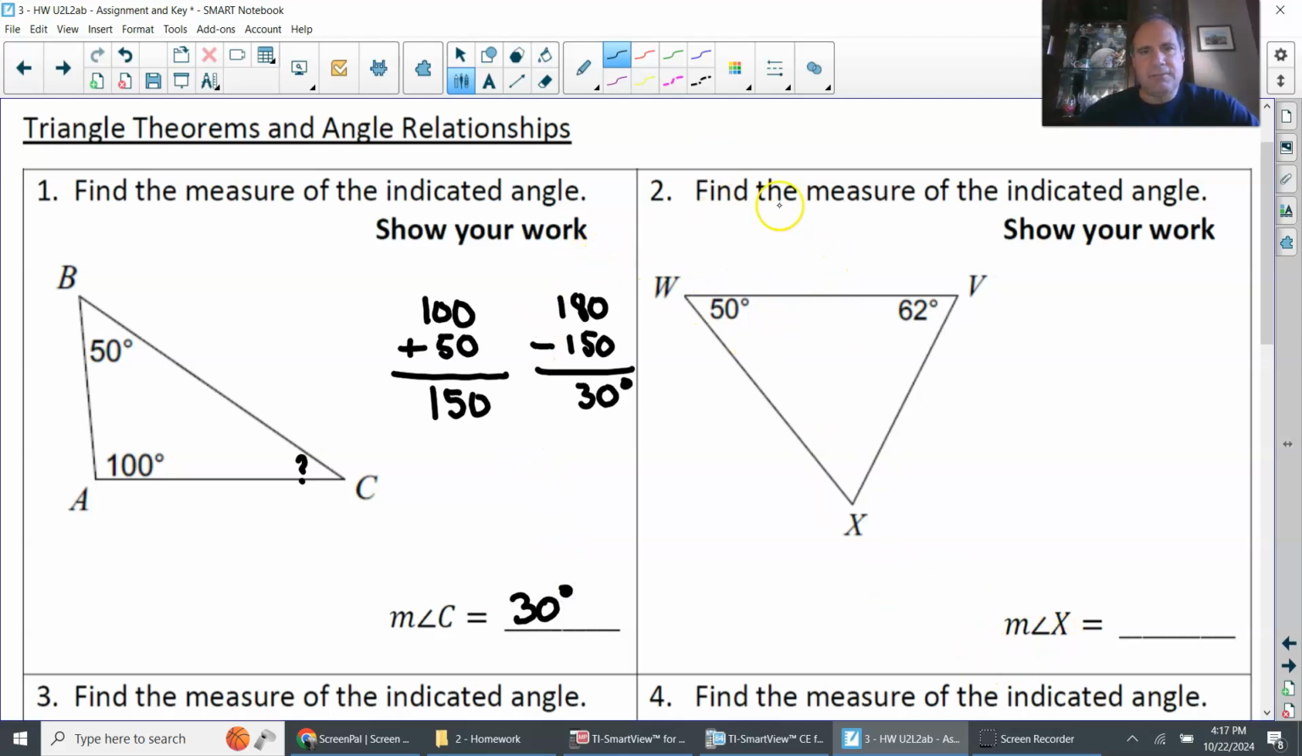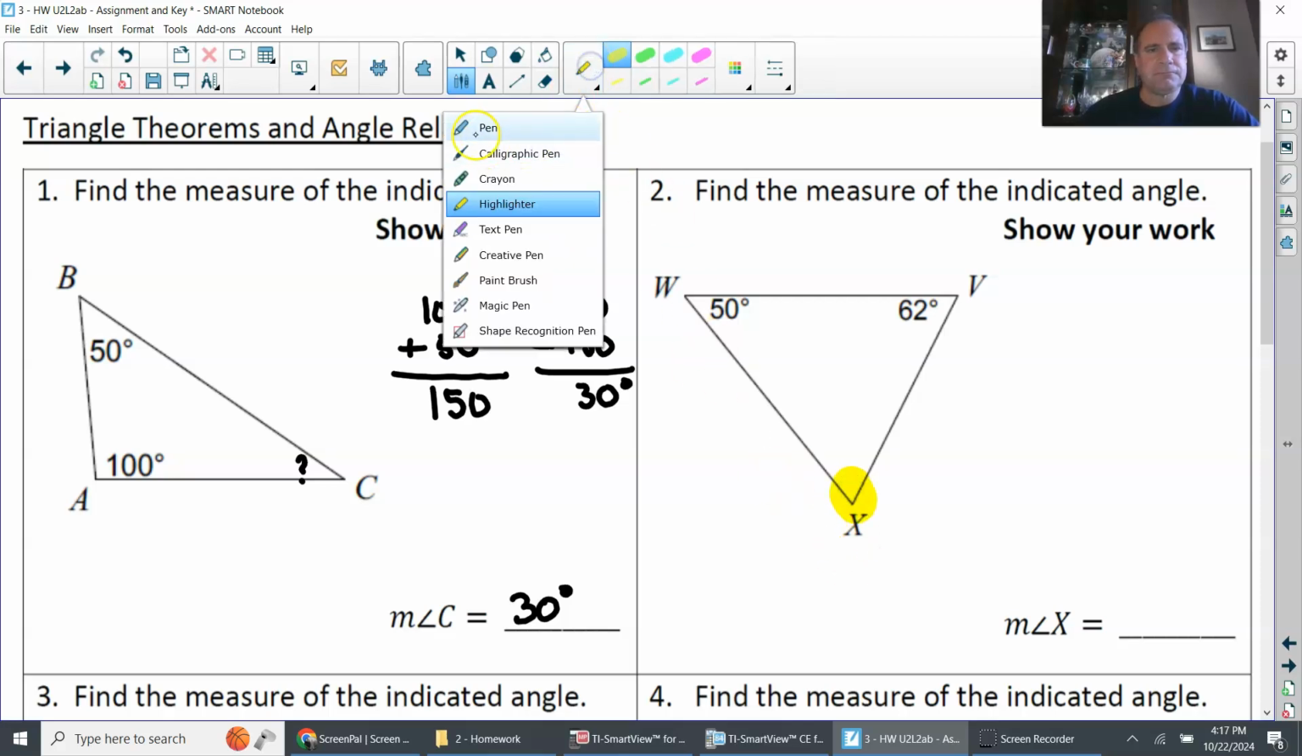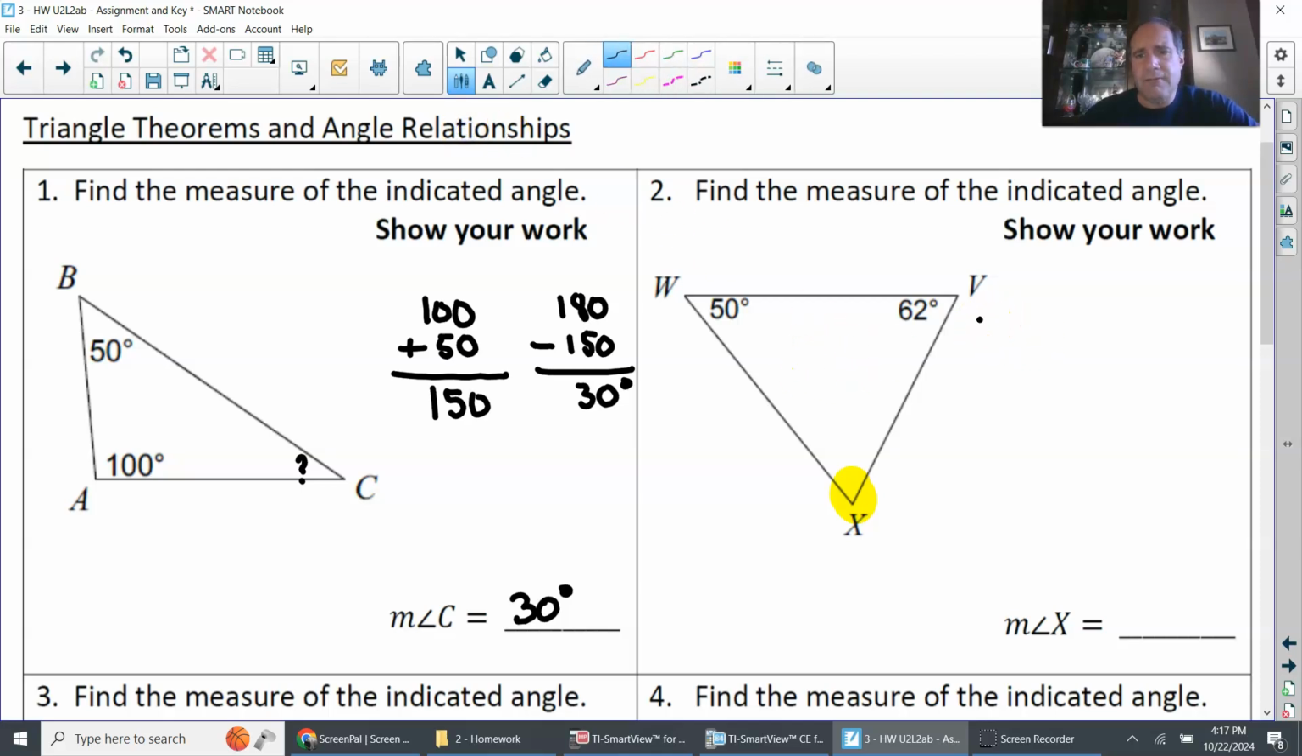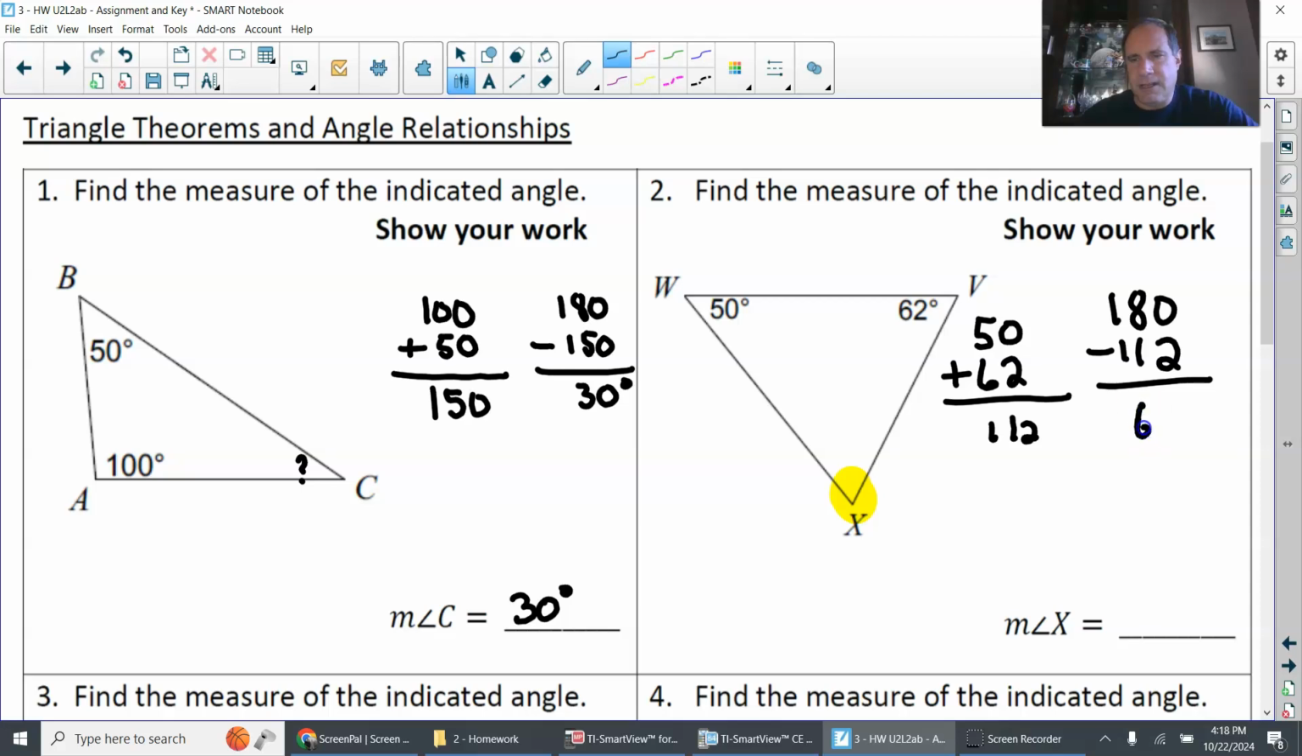Measure of angle X, we're looking for this angle right here inside. Again, you have the interior angles of a triangle, 50 plus 62. You're adding these two angles up right now, and you get 112. Then you do 180 minus 112, and that is 68 degrees.